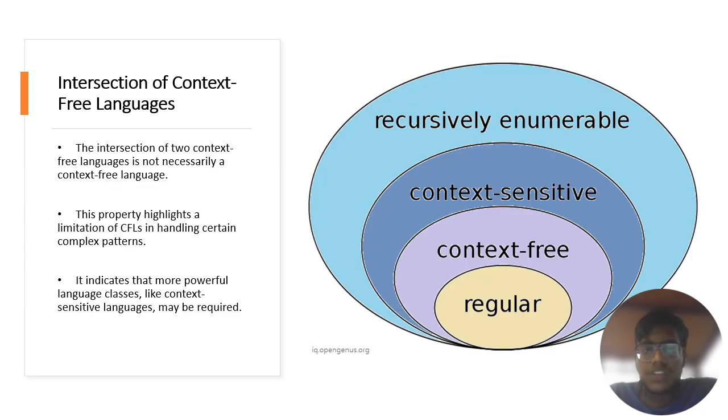Intersection of context-free languages. The intersection of two context-free languages is not necessarily a context-free language. This property highlights the limitation of CFLs in handling certain complex patterns. It indicates that more powerful language classes, like context-sensitive languages, may be required.